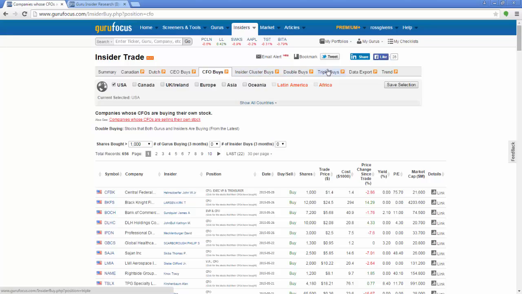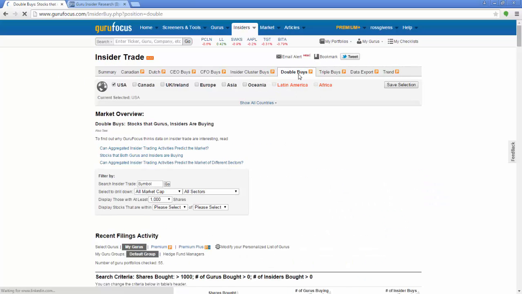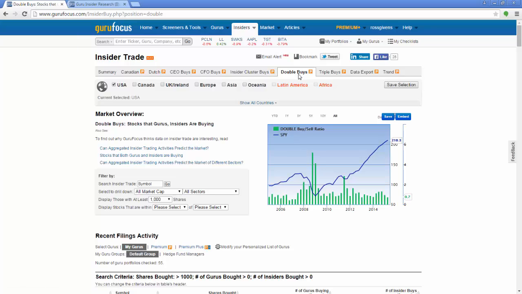Now, a couple of things over here to the right, which kind of compound our research and make it a little more powerful. You got cluster buys, double buys, and triple buys. All right, so what does that mean? Well, a double buy means there are gurus buying it, and there's also insiders buying it. Okay, so you see in the chart here for the S&P, the double buy-sell ratio is just as strong as the other was.